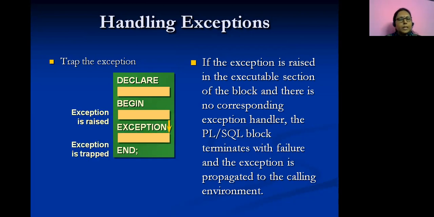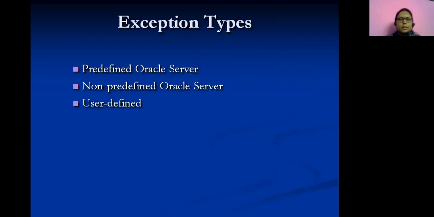Then raise the exception. Here, in the exception section, raise the exception. After trapping the exception, raise the exception, and after raising the exception, you can indicate to the environment whatever action will be done there in the executable section. Here there are three types of exceptions: predefined Oracle server exceptions, which are referred to as named exceptions; non-predefined Oracle server exceptions; and user-defined exceptions.